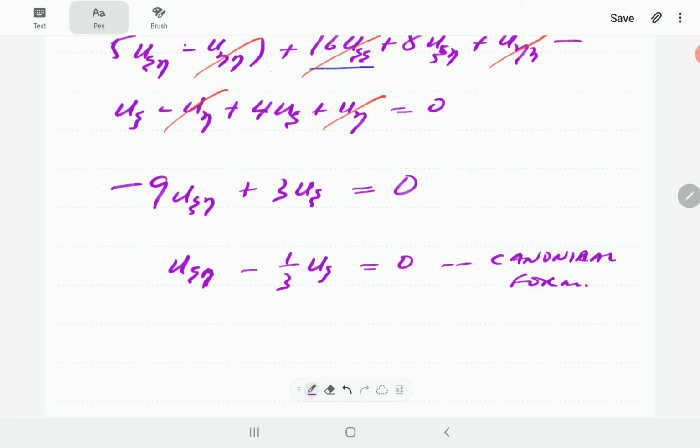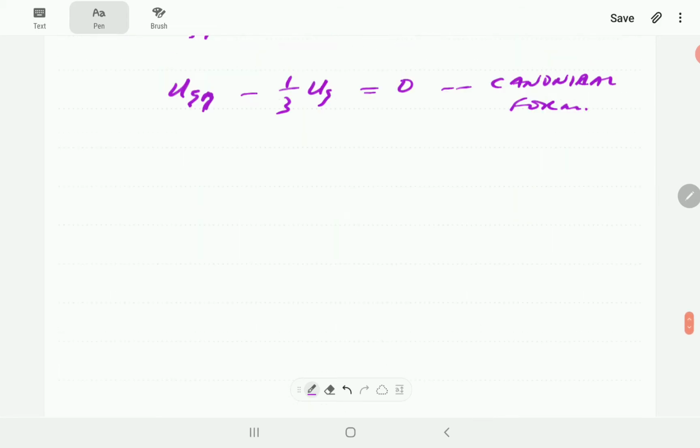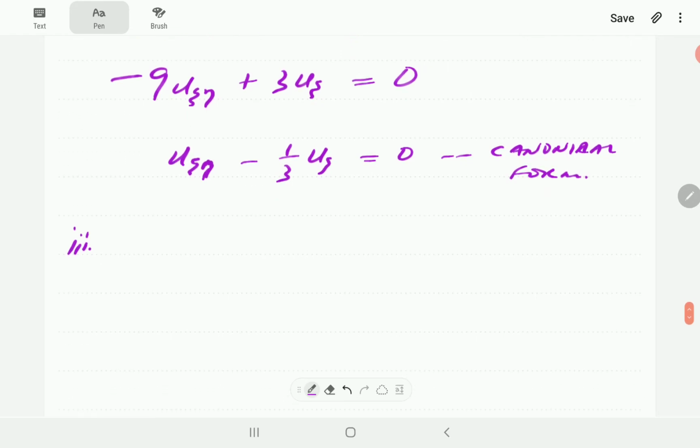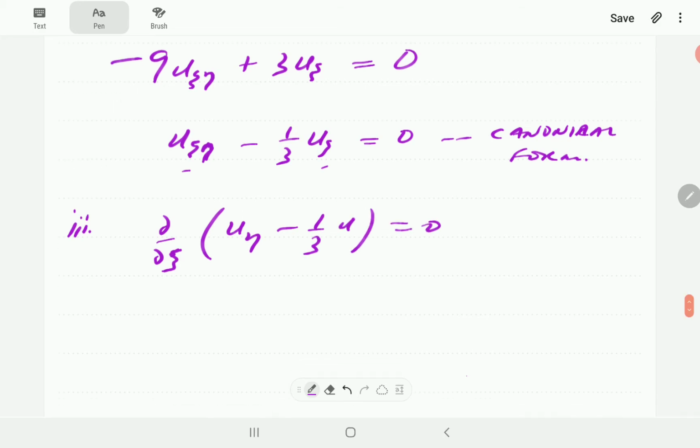Right. So that's part 2. In part 3, we are going to see if we can integrate this, and indeed we can. In this case, if we start by noting that the xi derivative is common, so we can write this equation as partial xi of (u eta minus 1/3 u) equal to 0.